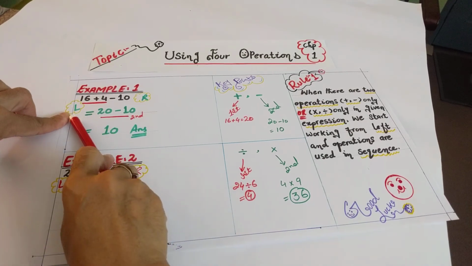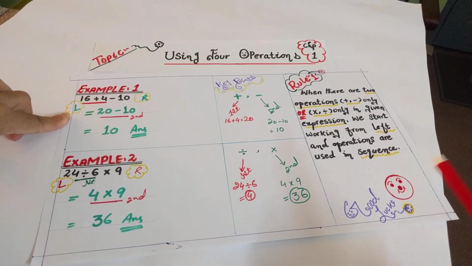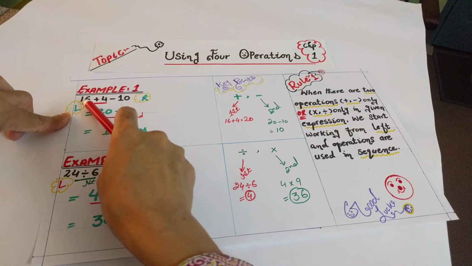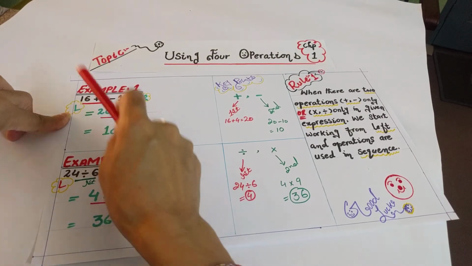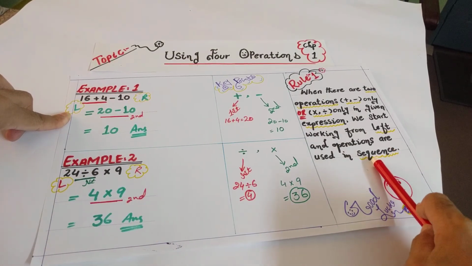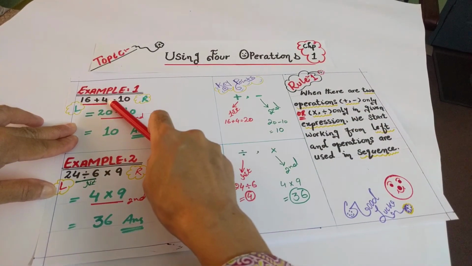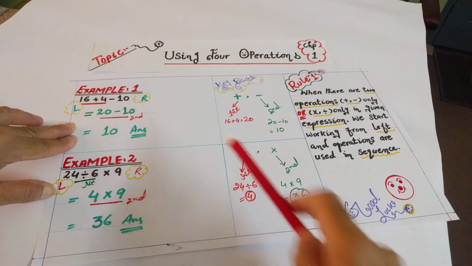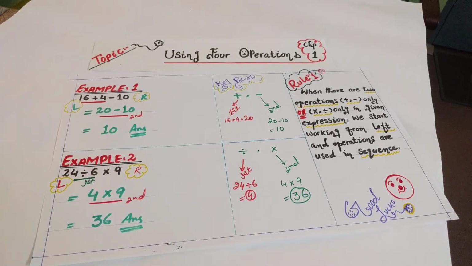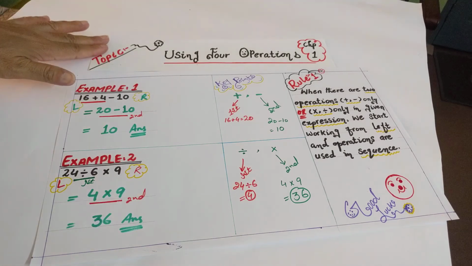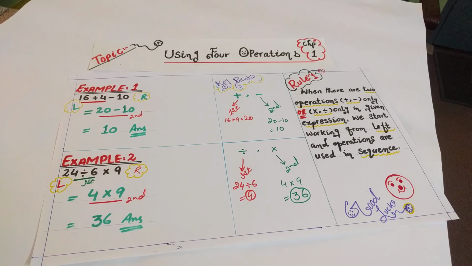You will start working from the left side of the operation, and after solving the first operation from the left side, you will use the sequence. It means you will move to the next operation in order. Clear? I hope you will learn the topic, and now you have to practice this rule. You can take the examples from your book, and you can also take the numbers and operations by yourself. Thank you.